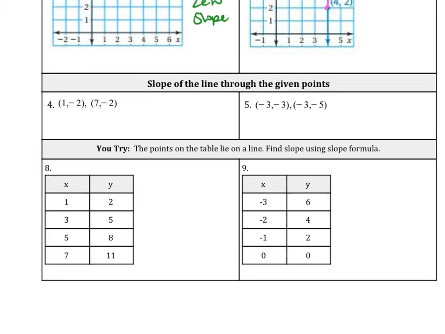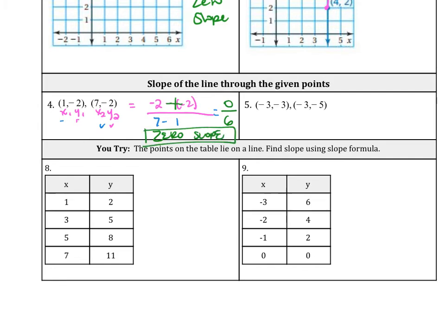So now let's find the slope of the line through the given points. In here, let's use our formula: x1, y1, x2, y2. I'm going to start with this one. So this is negative 2 minus a negative 2. And the x is 7 minus 1. So 2 minus a negative 2, that means it's positive. So negative 2 plus 2, that's 0 over 6. So therefore, this is 0 slope.